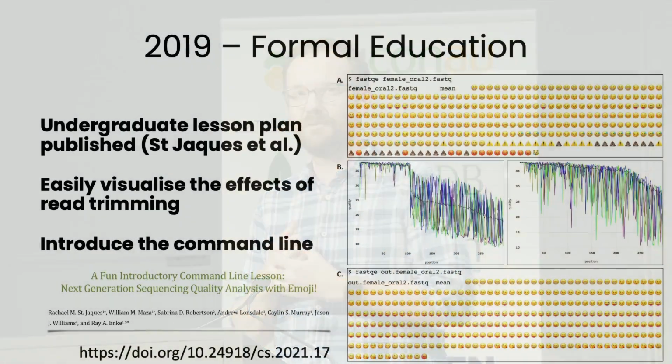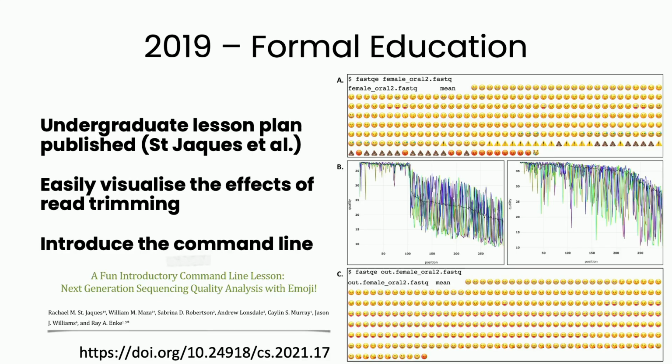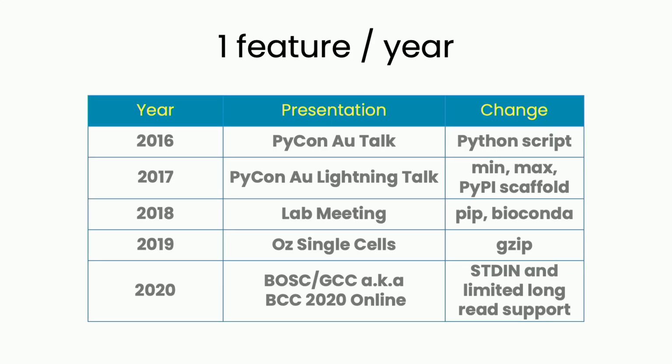Then people started using it in formal education. In the US, it's been used in undergraduate courses, and you can see the effect of quality trimming in the middle there, but you can see it much clearer from the top in emoji. When you do some quality checking, suddenly the poop emojis are gone. And then it kept going.